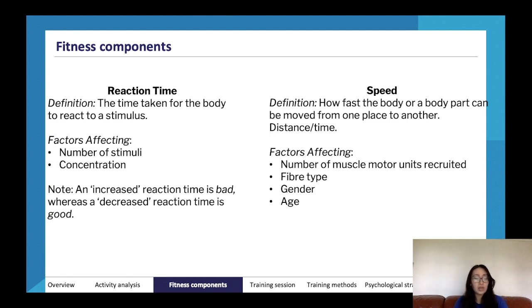If you have the fast twitch muscle fiber type as opposed to the slow twitch muscle fiber type, you'll also have a greater amount of speed, whereas the slow twitch ones are more conducive to long, slow events such as cross country or marathons, stuff like that. Gender, once again, this is really down to the muscle fiber type. So males may have a larger amount of muscle mass, and perhaps more fast twitch muscle fibers, which may mean they are faster. And then age. Once again, 20s to 30s is that peak age whereby our speed is as fast as it can possibly be a lot of the time.